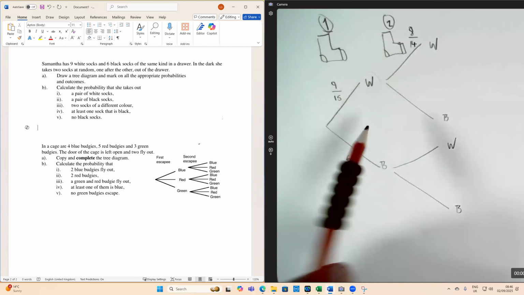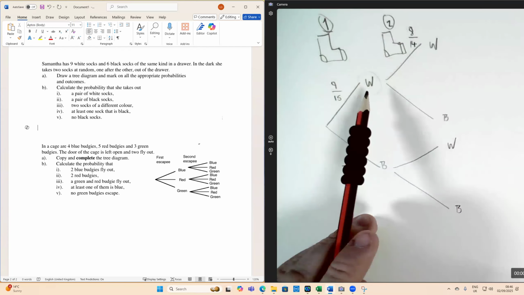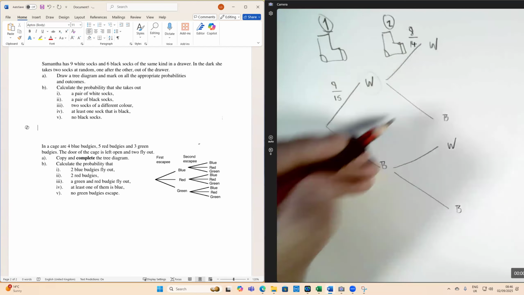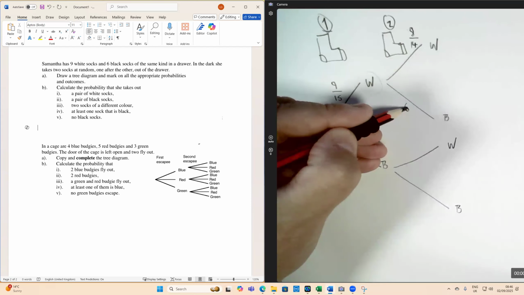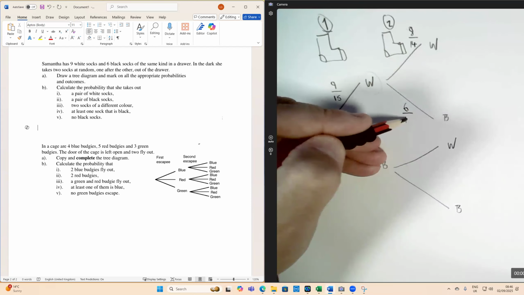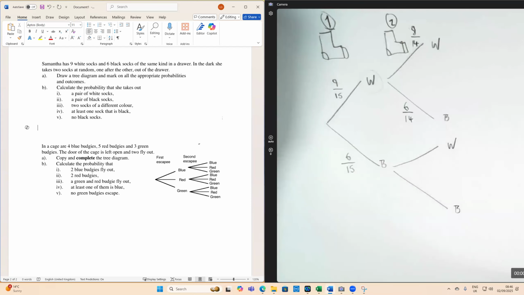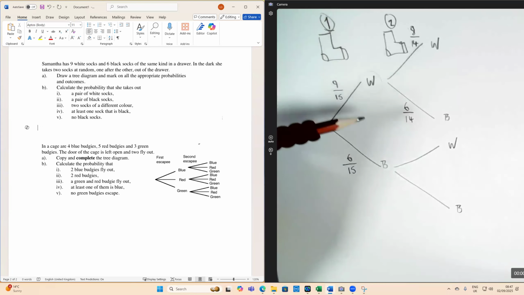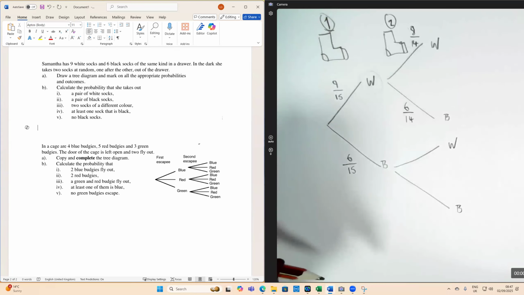Now, when Samantha reaches into the drawer for the second time, the probability that she selects a black sock is still going to be 6 because there's still 6 black socks in there, but now it's out of 14 because there are only 14 socks in the drawer. So that is still 6/14 because Samantha did not take out a black sock.